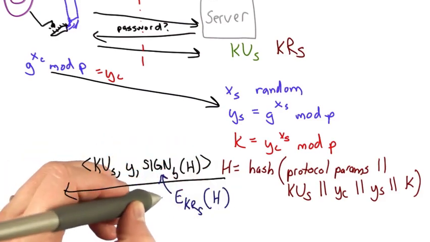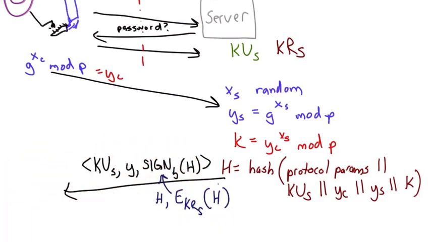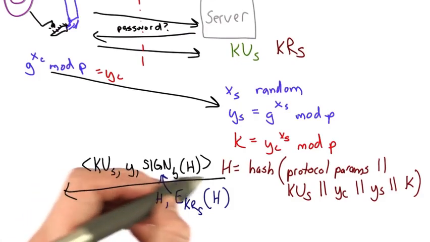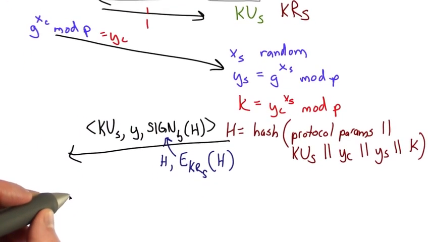So we think of that as sending the hash along with the hash encrypted with a private key. That's what it means to do a signature in a symmetric crypto system.